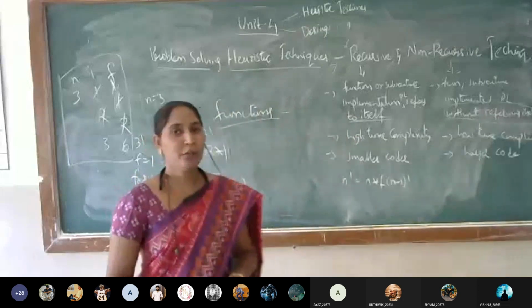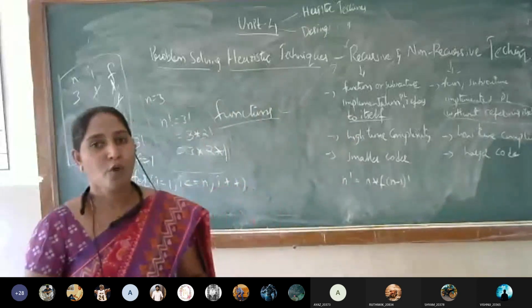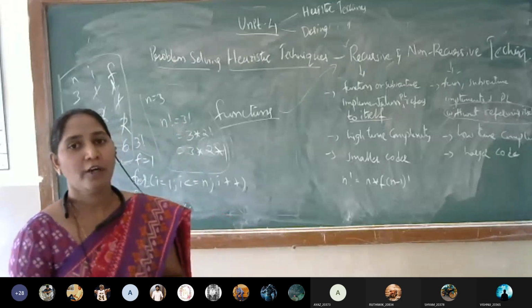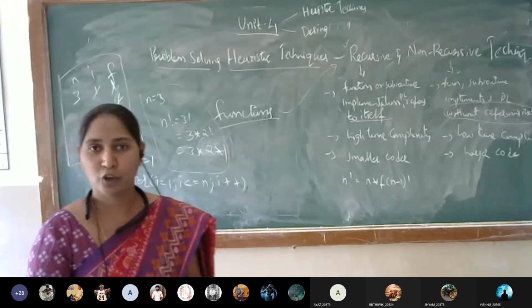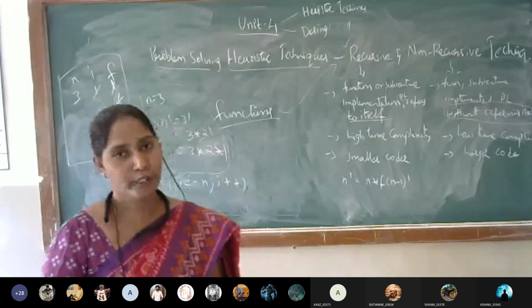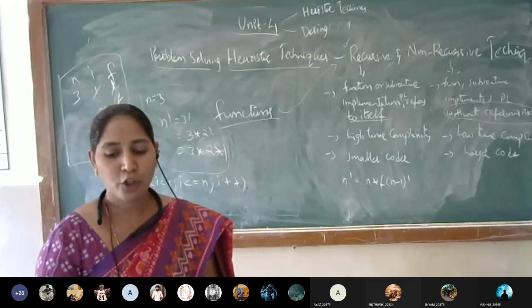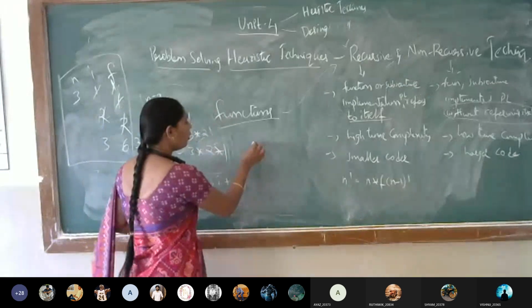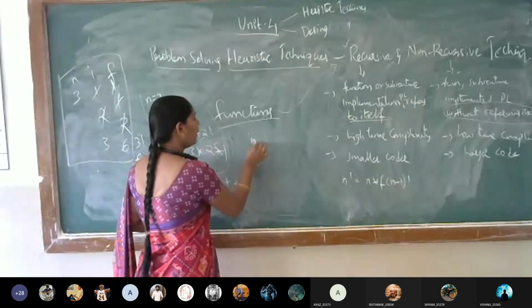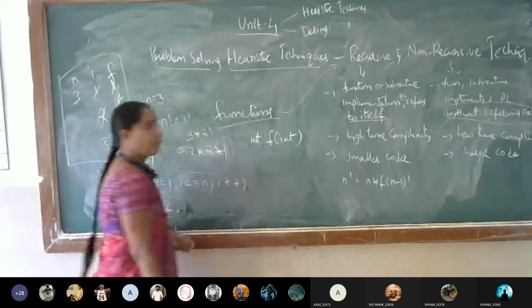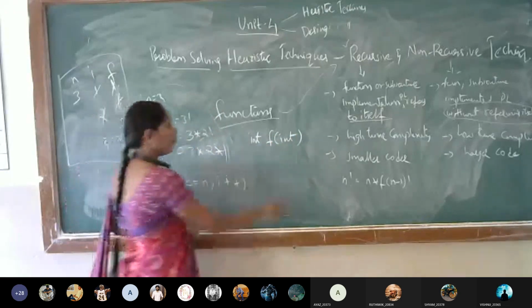Coming to the recursive mechanisms, what you need to do? You need to call the function itself. In order to call that particular function, you need to write the code for that particular logic. So we will be declaring one particular function as factorial, f of int.